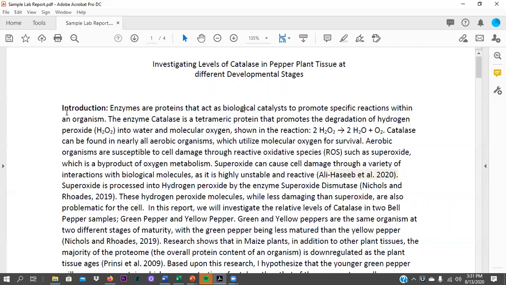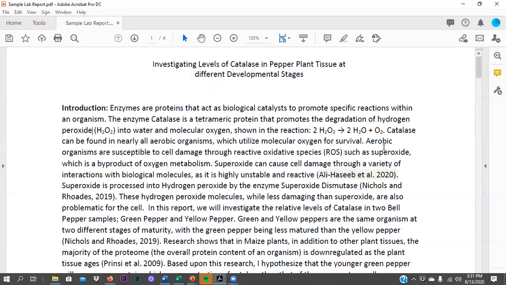The next section is the introduction. You'll notice that all sections are labeled in bold so that each section is clearly identified. The introduction section contains background information that is relevant to the experiment performed in the lab report. In this case, we are investigating catalase levels in plant tissues that are at different developmental stages.